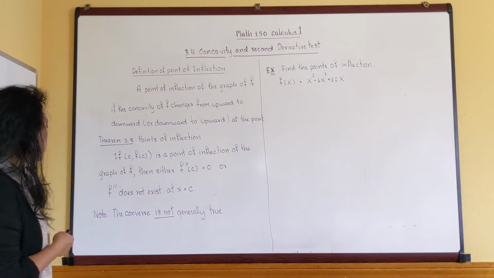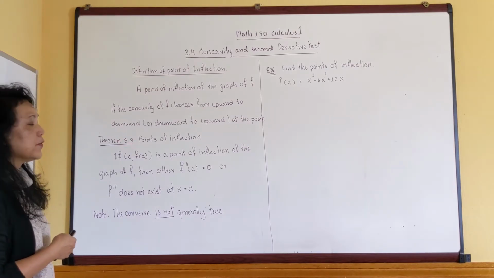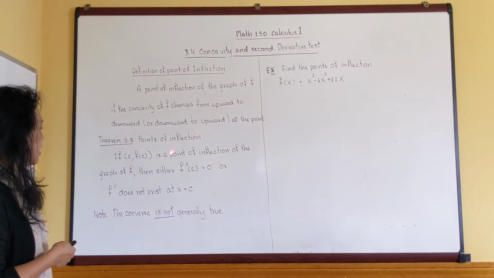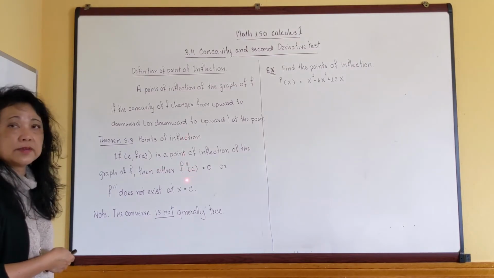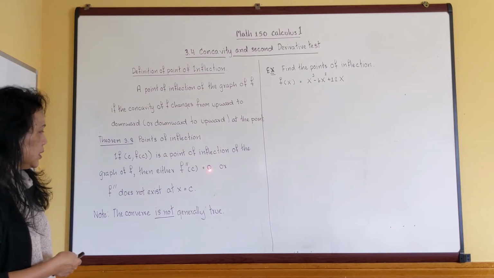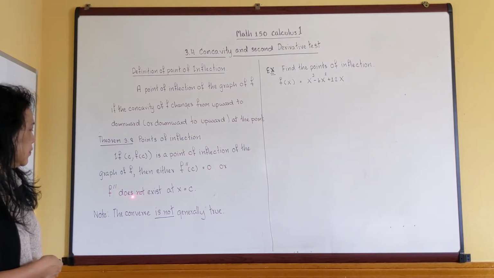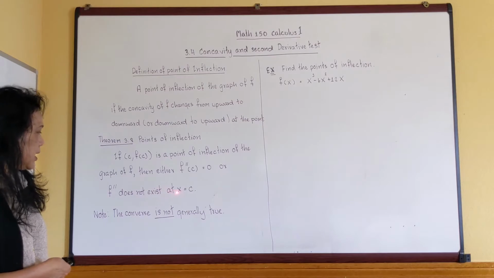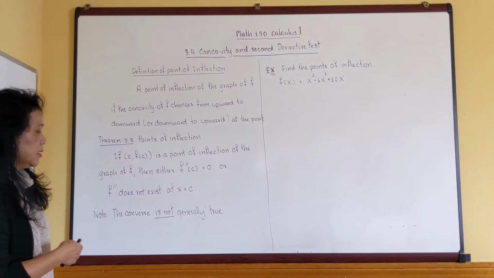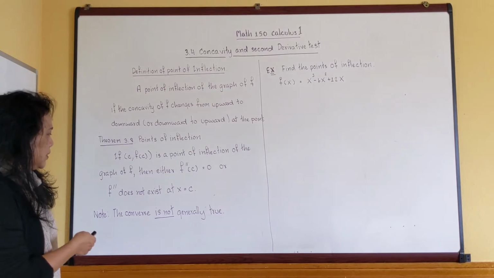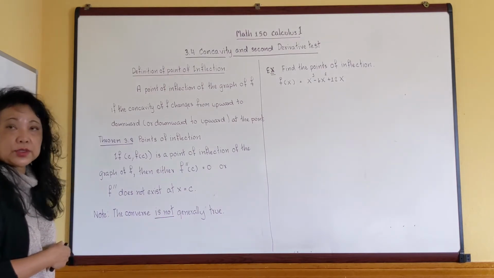Now look at theorem 3.8. To find the point of inflection, you have to take the first derivative and then the second derivative, then set it equal to 0, or the second derivative does not exist at x equal to c. Now this theorem is if-then. So if you have this, then the reverse is not true.